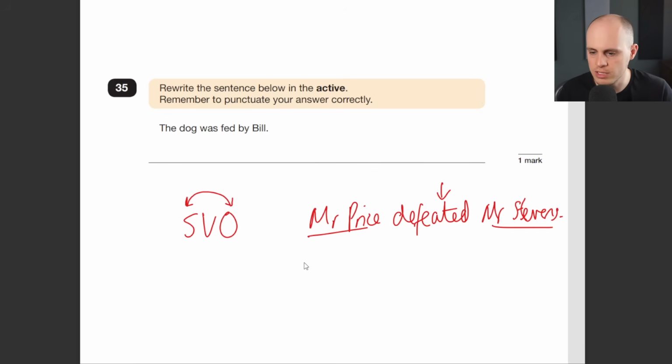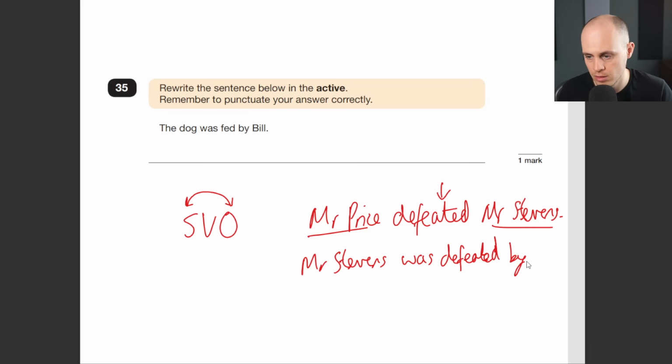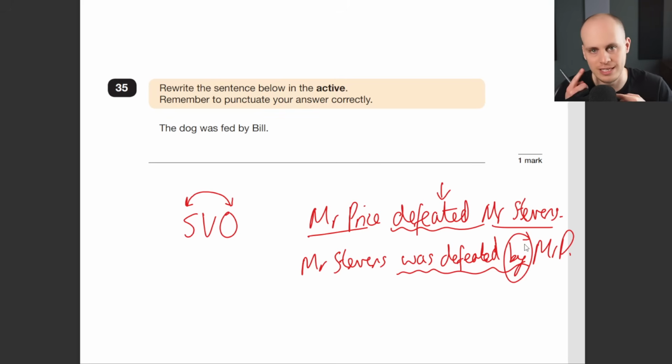So I need to put this. If I want to start with me, I'm going to have to put Mr. Stevens was defeated by Mr. Price. Does that make sense? So when I want to switch the subject and the object around in the sentence, we do have to consider how it might change the way the verb is presented. And the key word here to know it's in the passive voice is the word by. We almost always use the word by after a verb when we use it this way around.